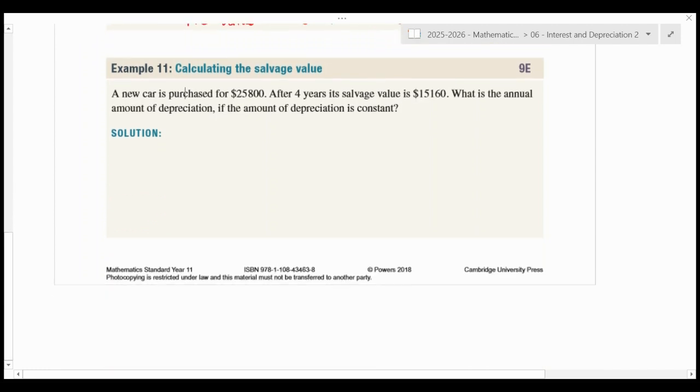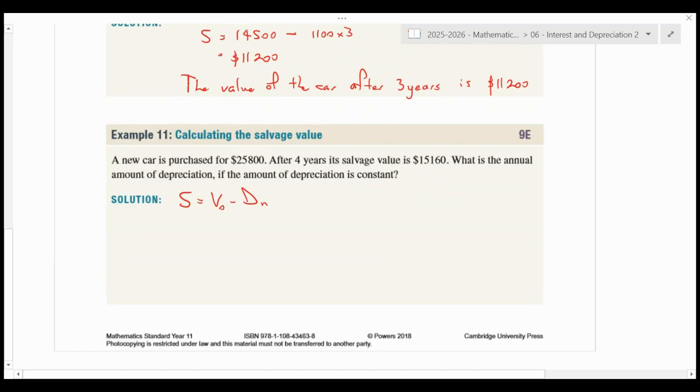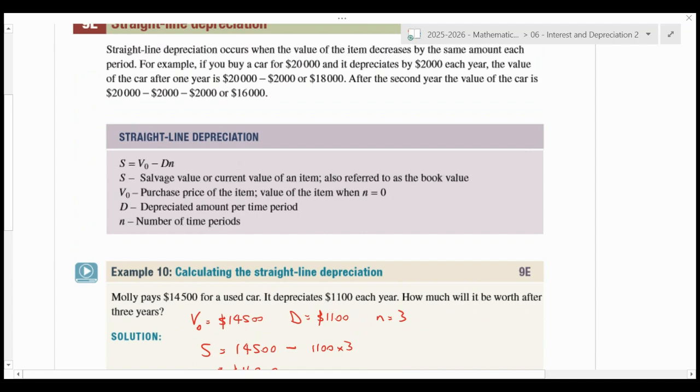All right. A new car is purchased for $25,800. So we've still got S equals V0 minus Dn. Oh, and I wanted to point something out too. This V0 is different to Dn. Dn is D times n. This V0 is just saying value 0.